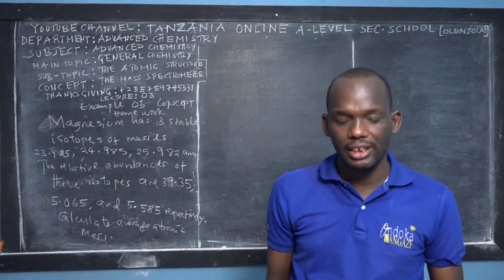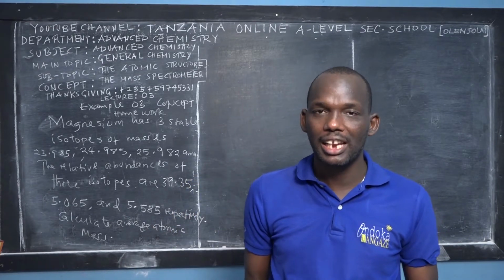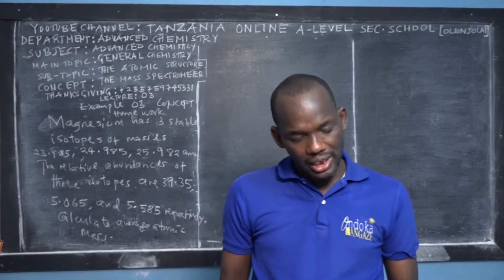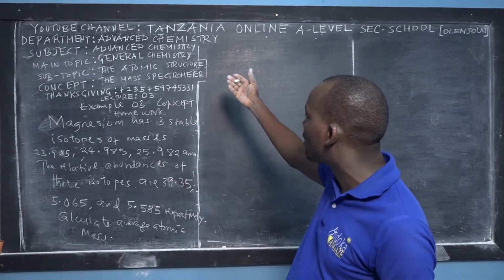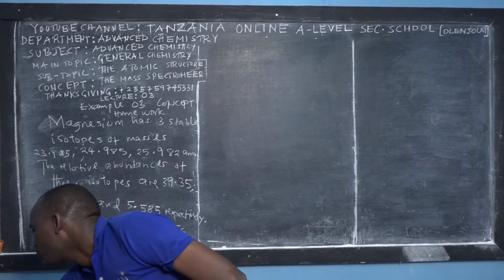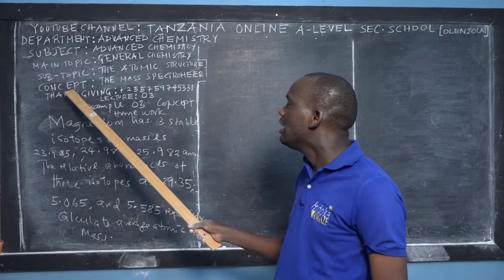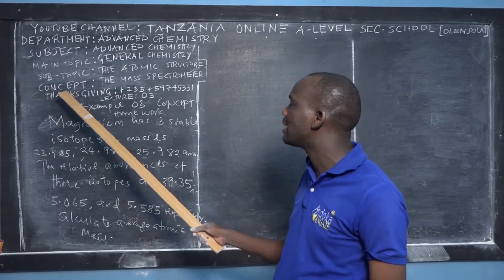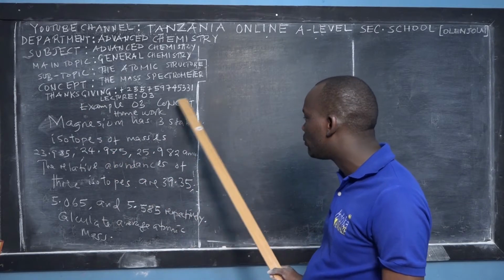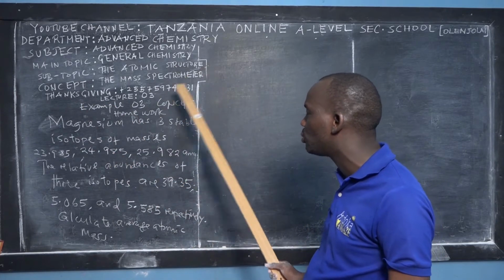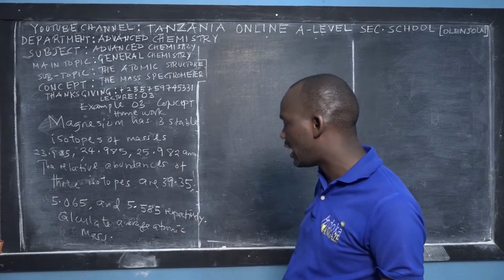As I said in the previous lectures, the main focus of these lectures, whether lecture one or lecture two, is the syllabus of the United Republic of Tanzania. The department is advanced chemistry, and the subject we are learning is advanced chemistry. The main topic is general chemistry, which consists of a lot of subtopics. The subtopic is called atomic structure according to the syllabus, and the concept we are still discussing is the mass spectrometer. This is lecture three. It means I've already taught lecture one and two.